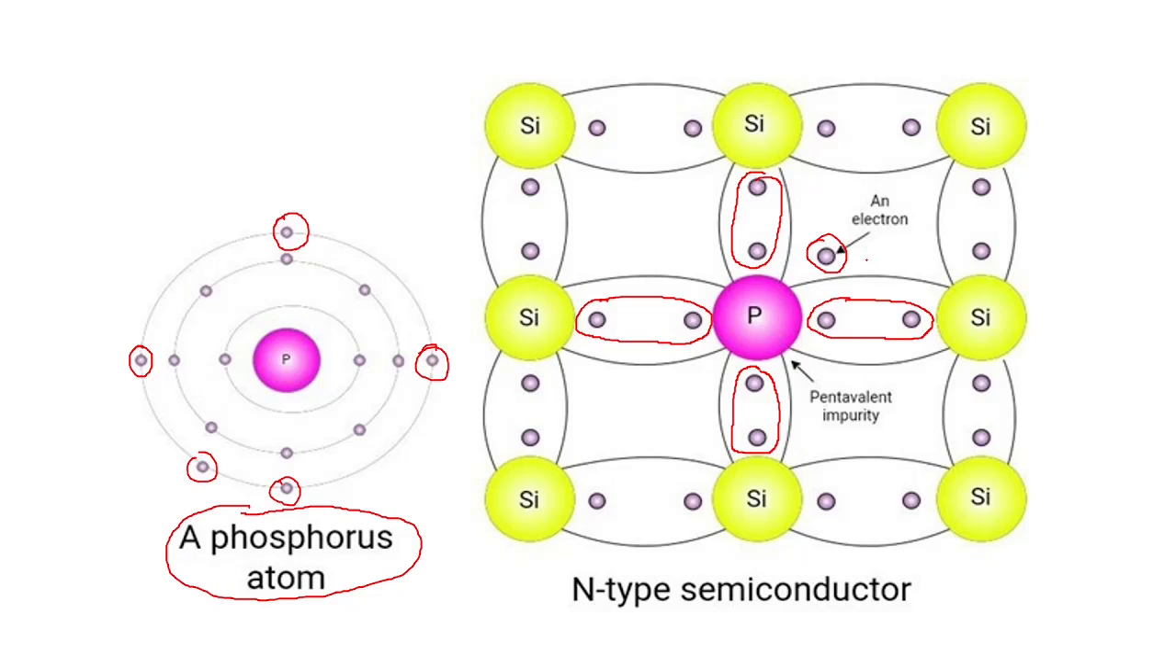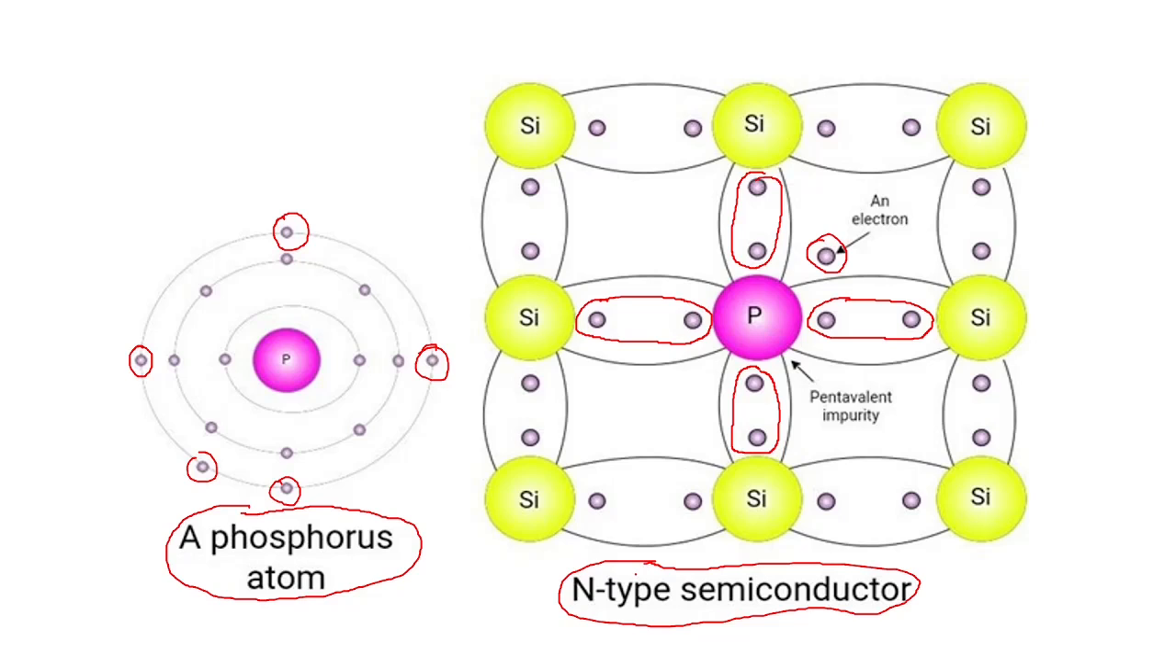Therefore, if you add a few phosphorus atoms to a set of silicon atoms, we will get many such free electrons. Because the number of free electrons is more in this arrangement, this type of semiconductor, where a pentavalent atom is added to a pure semiconductor, is called an n-type semiconductor. So here you can see the concept of n-type semiconductor. In n-type semiconductor, the number of conducting electrons, that is, free electrons, is more.